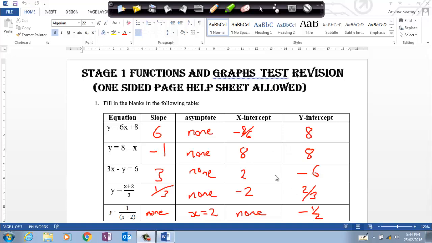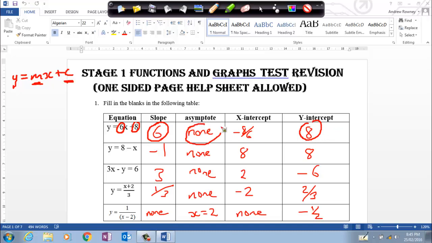Alright, we'll go through the solutions to the test revision. The first one, y equals 6x plus 8, is in the format y equals mx plus c. That's slope-intercept form. That's the slope, that's the intercept. To fill out this row, the slope is very easy. That's 6 because m is 6, so you write that there. The c is 8, the y-intercept, so you write that there.